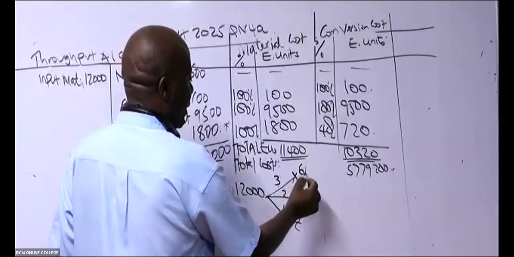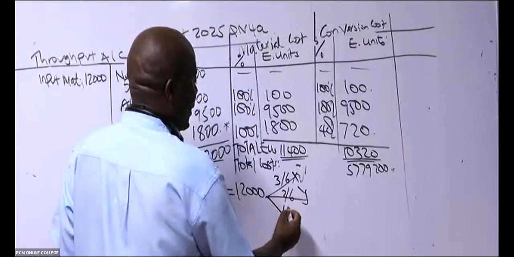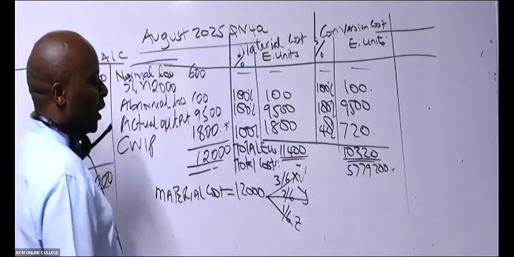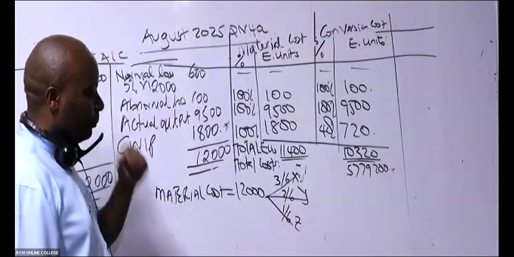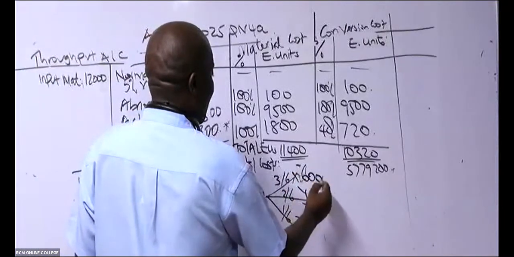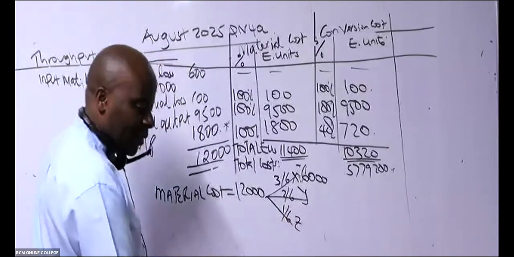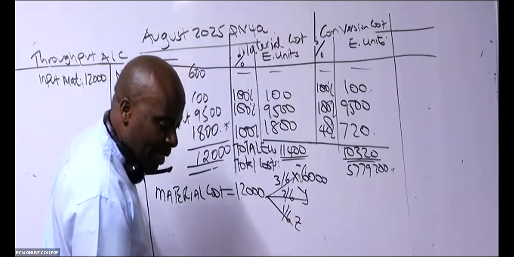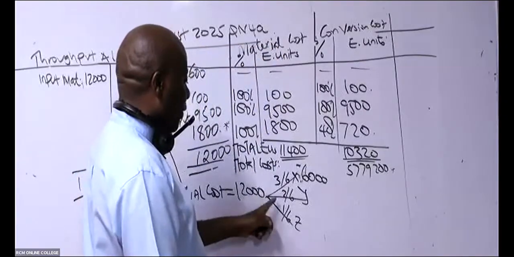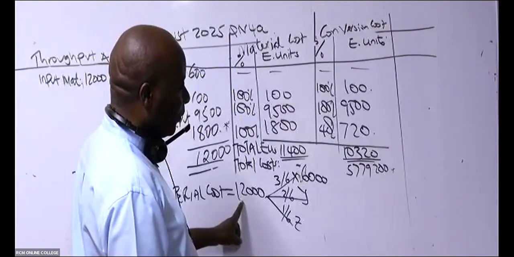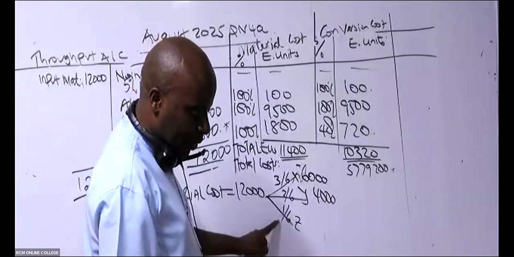So in this case, X will be 3/6, or you simply say 3/6, 2/6, 1/6. So we start with X. X will be 12,000 times 3/6, which gives us 6,000. How about Y? 2/6 of this, 4,000, isn't it? 4,000. So 2/6 times 12,000 is 4,000. How about Z? 12,000 times 1/6, 2,000.